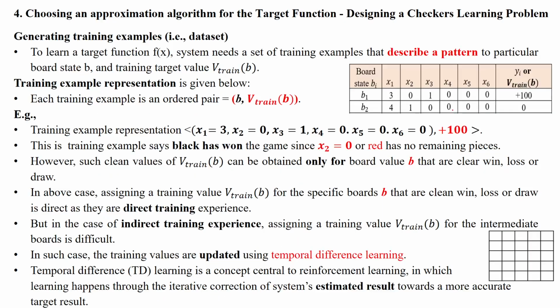In the previous video, we have seen that calculating the training value for the intermediate step is very difficult by using indirect experience. So we will use temporal difference learning. In temporal difference learning, we will get the feedback from the opponent. That means the movement of this coin is based upon the movement of another coin, that means player B. So this is player A. Player A's next movement depends upon player B's movement.